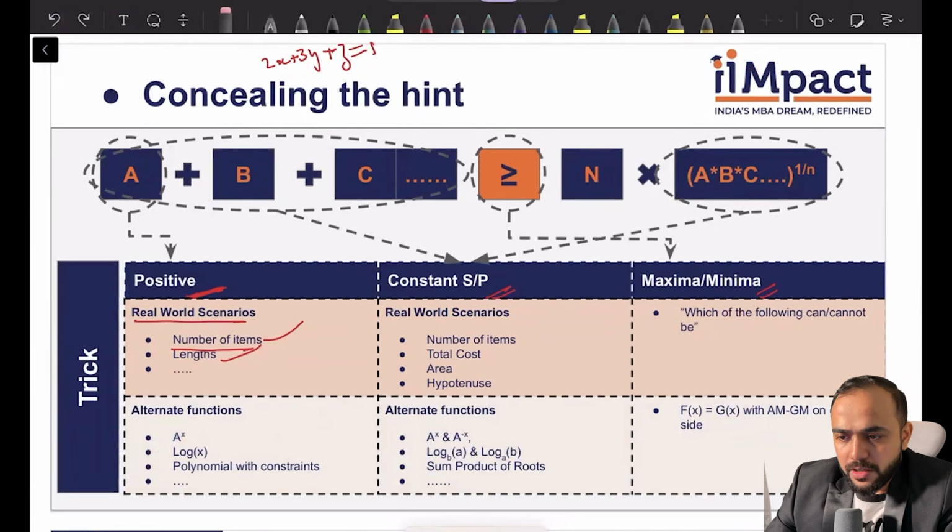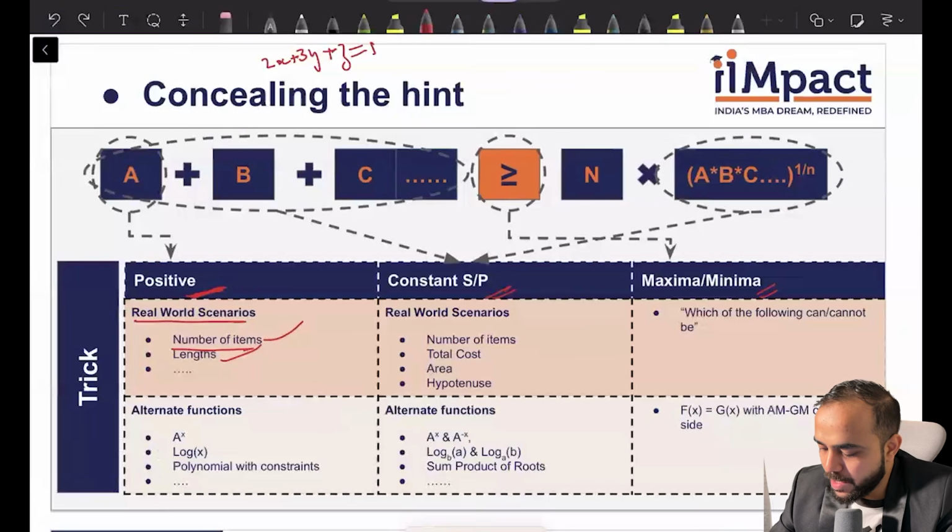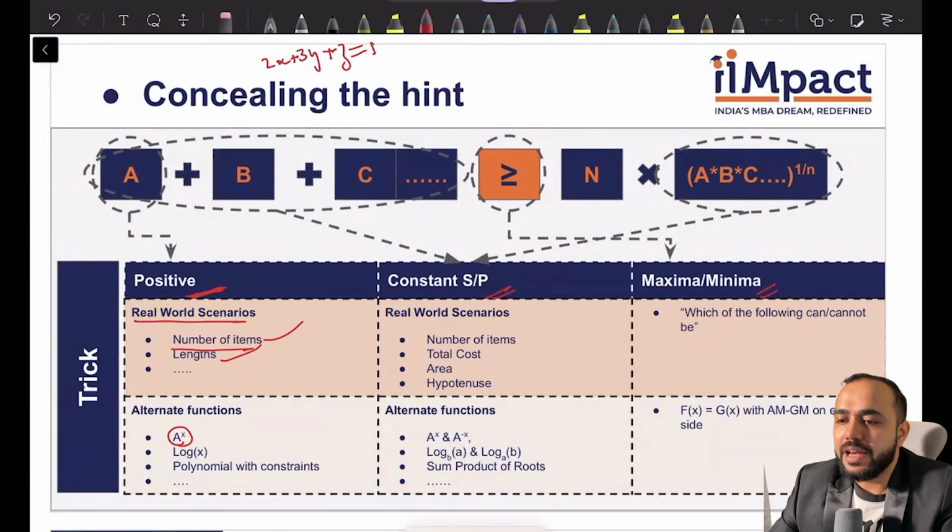So one other way that they can do this is by hiding the positive hint by putting it in a function. Now you know that a to the power x for all values of x is going to be positive if a is a positive number.